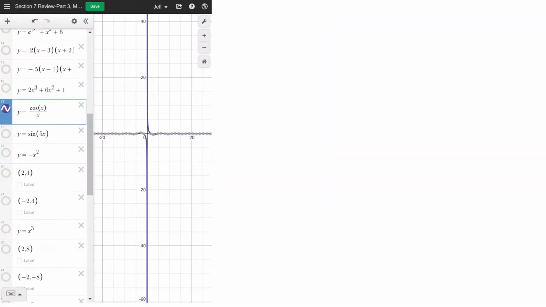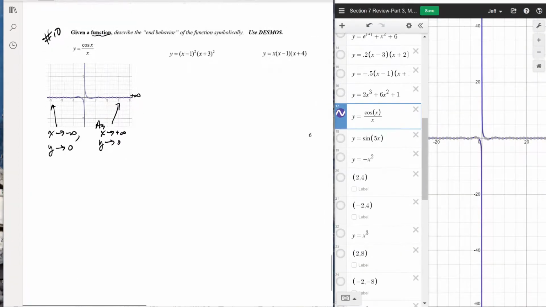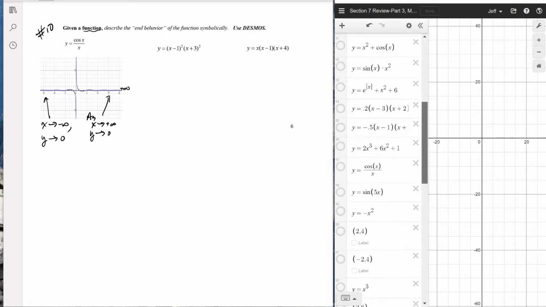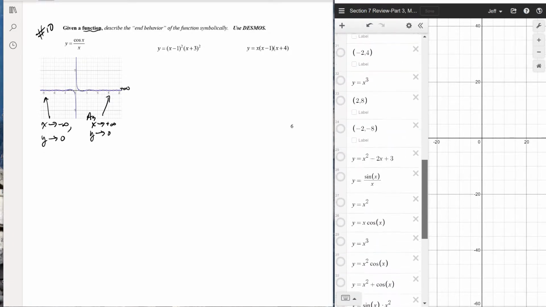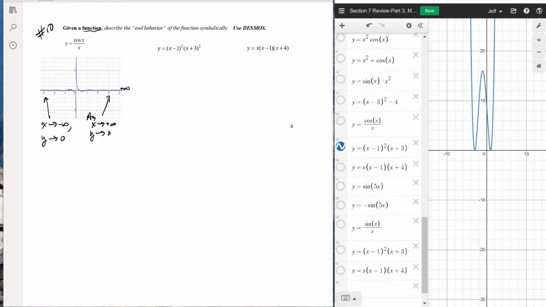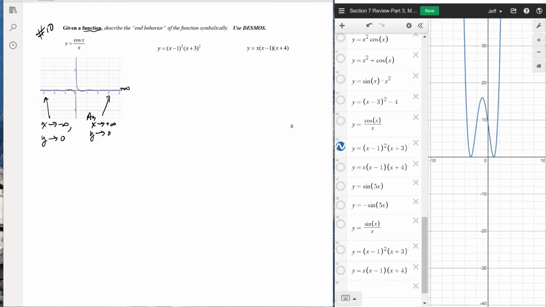Now we need some graphs for the other two, so let's get some graphs for the other two. So type them in, and like I said, save all your work here because you guys are going to be submitting this in Canvas. Okay, you always submit your Desmos work with your written work. At least you do in my class. Okay, so here we go.